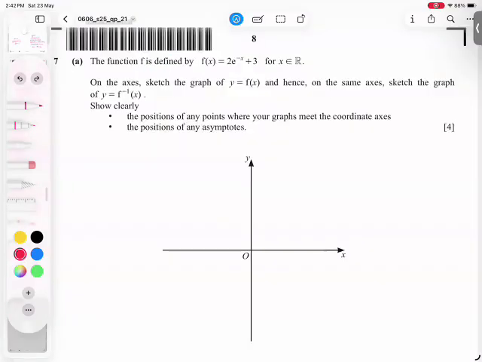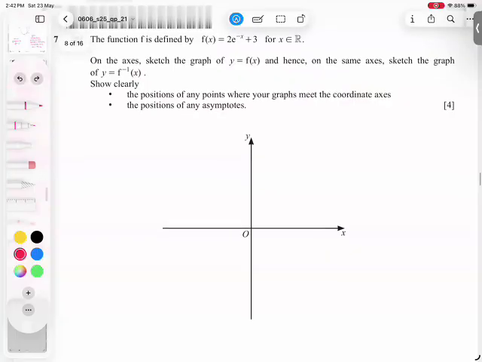Question number 7, students, we have the function given here, is a real number domain, and on axis sketch this graph, and hence on the same axis sketch the inverse also. And he said clearly mention the points where the graph meets a coordinate axis, meaning cutting x and y axis, and the position of any asymptotes. So let's try to do it.